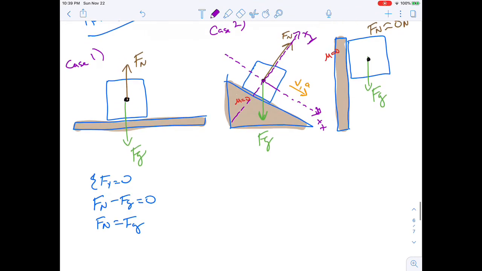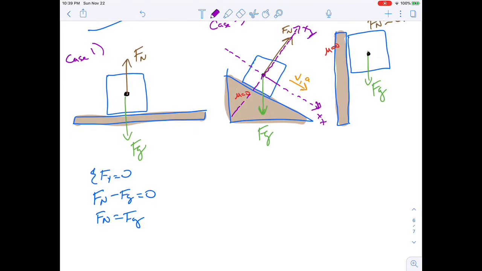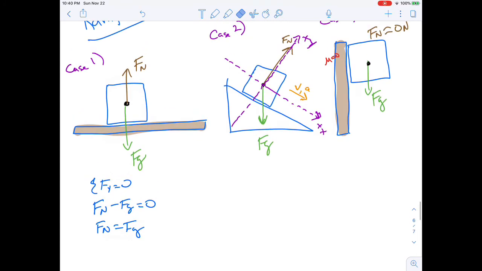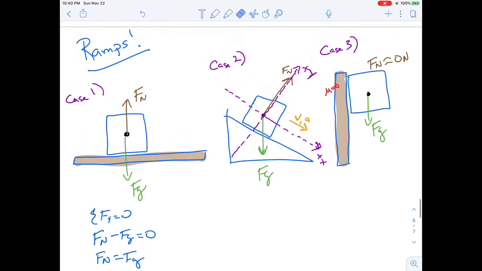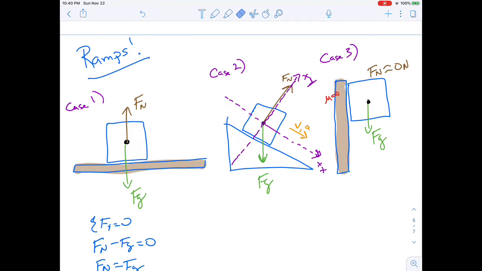So what we're going to do is redraw it. Actually, I don't have to redraw it, I can just get rid of the mu. Actually, I'm going to redraw this, and I'm going to make it bigger, and we're going to break this down. We're going to see how and why rotating the coordinate plane is beneficial to analyzing forces in a ramp problem. So I'm going to pause and restart the video with a bigger picture of case 2.